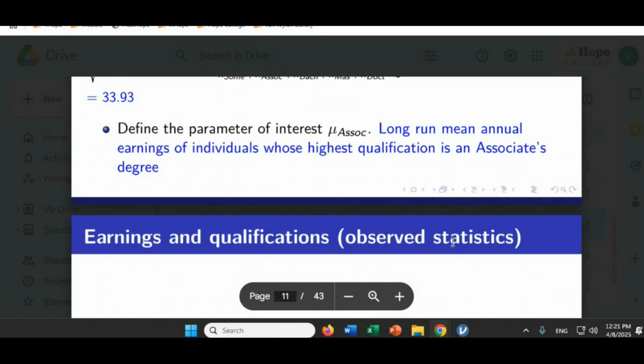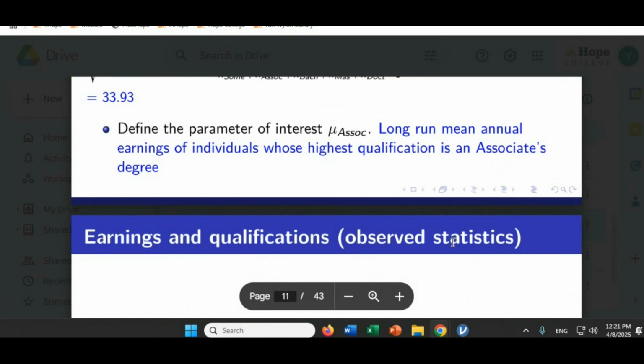So I hope these things are coming more naturally to you by now because they are just more of the same. This is exactly a generalization of what you've done for two groups. Now there's just five groups, that's all. But the other definitions still stay the same. Right? Long run mean annual earnings of individuals whose highest qualification is an associate's degree.